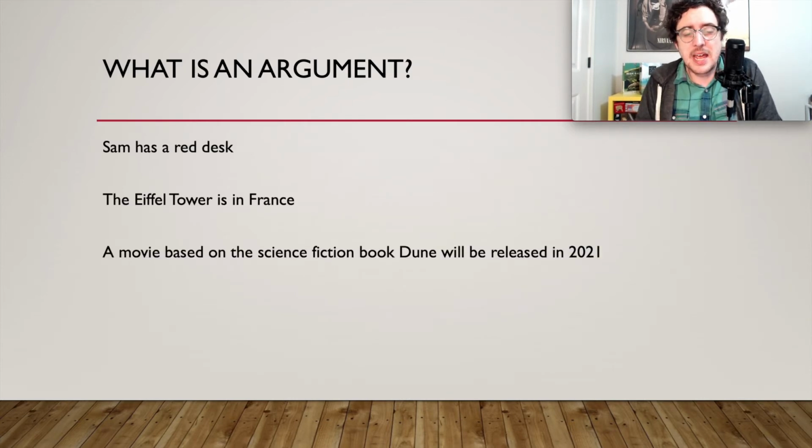So consider: Sam has a red desk. The Eiffel Tower is in France. A movie based on the science fiction book Dune will be released in 2021. These are all statements, so I have a series of statements, but there's no argument here. And that's because there's not the right kind of connection between these statements.